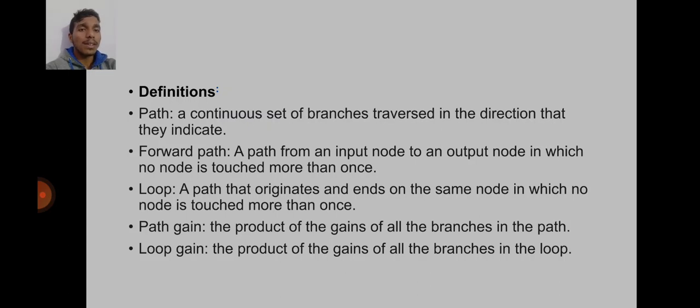And a path that originates and ends on the same node in which no node is touched more than once is called a loop. The path gain is defined as the product of gains of all the branches in the path, and the loop gain is defined as the product of gains of all the branches in the loop.